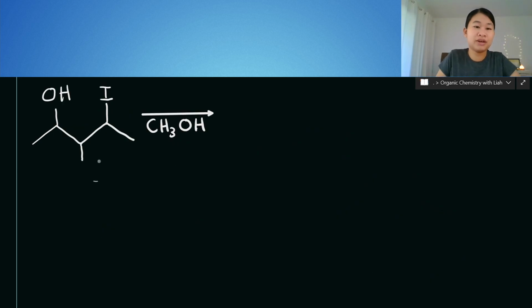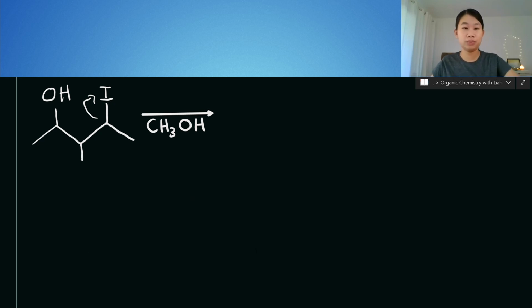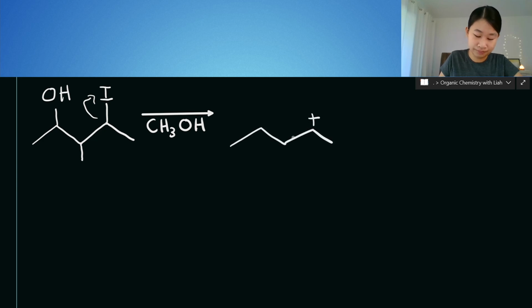Now what will be the products of this reaction? The leaving group is going to be iodine. Now how do I know that? Well, I know that OH- is a very strong base, and therefore it makes a very bad leaving group. And so iodine will be my leaving group. Once iodine leaves, we are left with this carbocation.